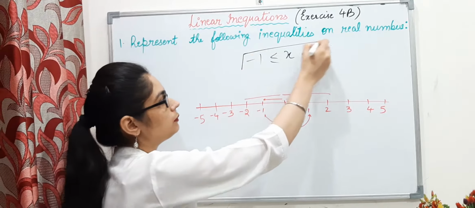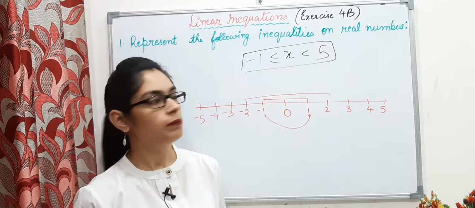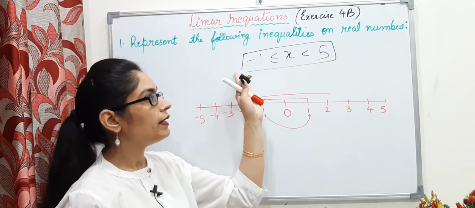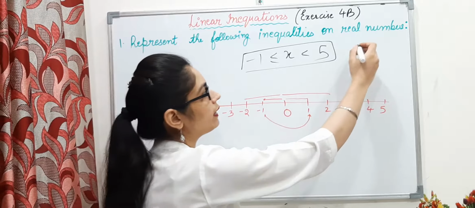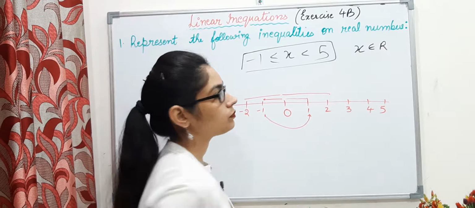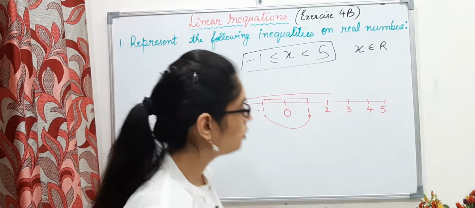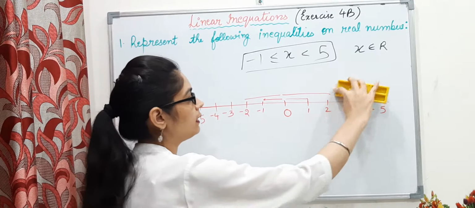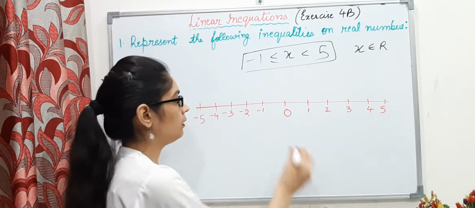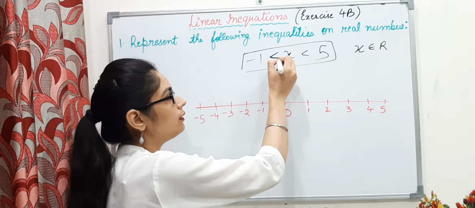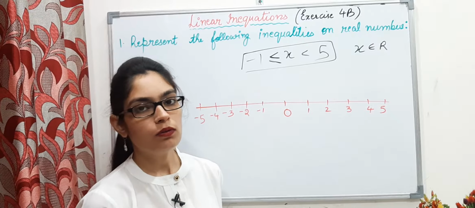Suppose I have something like this, that x lies between minus 1 and 5. x is greater than or equal to minus 1 and it is less than 5. So, how to draw this on the number line, provided x belongs to real numbers? I will take the negative value minus 1 here. This greater than sign is there and the equality sign is also there.